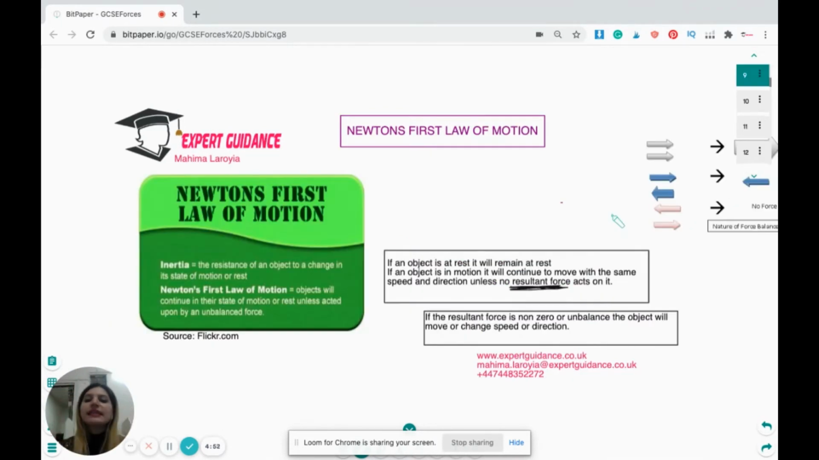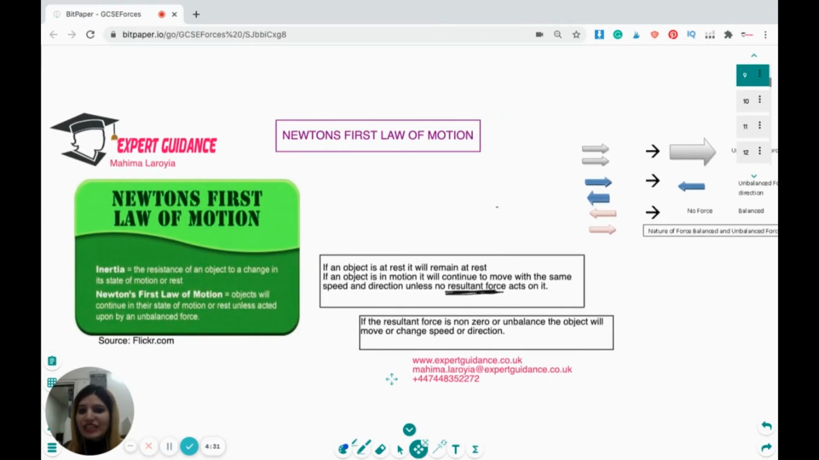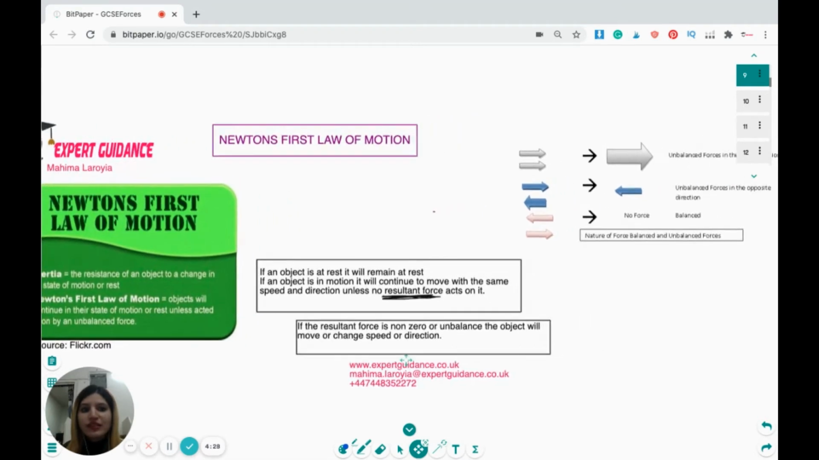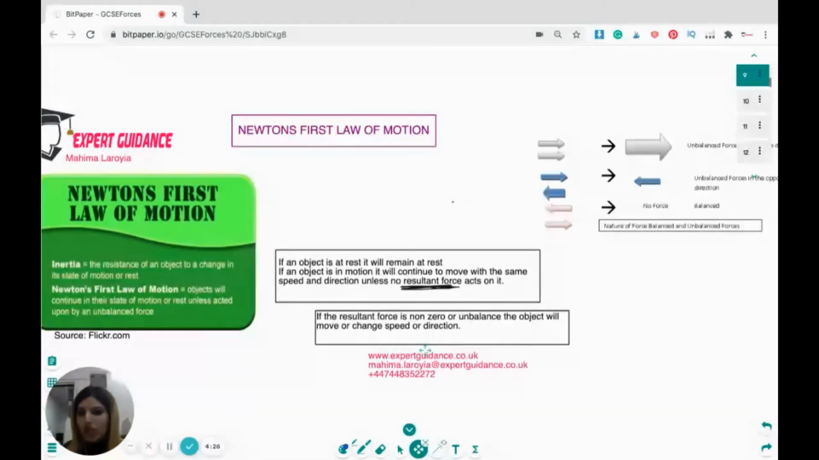Now let's see how this concept can help us explain Newton's first law of motion. Newton's first law of motion says that, as we just discussed, if the object is at rest, it will remain at rest, and if the object is in motion, it will continue to move with the same speed and direction unless a resultant force acts on it. So if the resultant force is non-zero or unbalanced, the object will move or change its speed and direction.